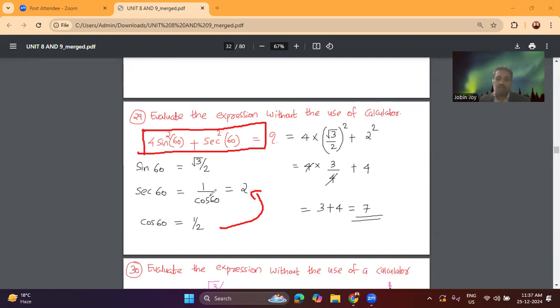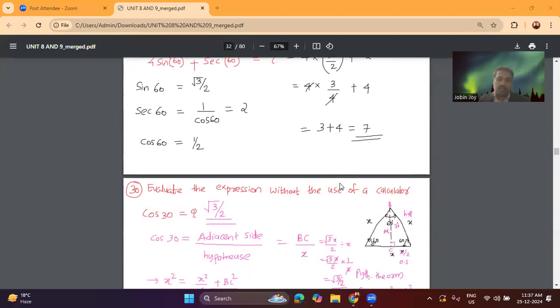So I will substitute all the values here. 4 into sine 60, which is root 3 by 2, the whole square, plus sec 60, which is 2. That means 2 square. So 4 into 3 by 4 plus 4. So 4 into 3 by 4, 4 cancel. 3 plus 4 is equal to 7. So the final answer is 7.